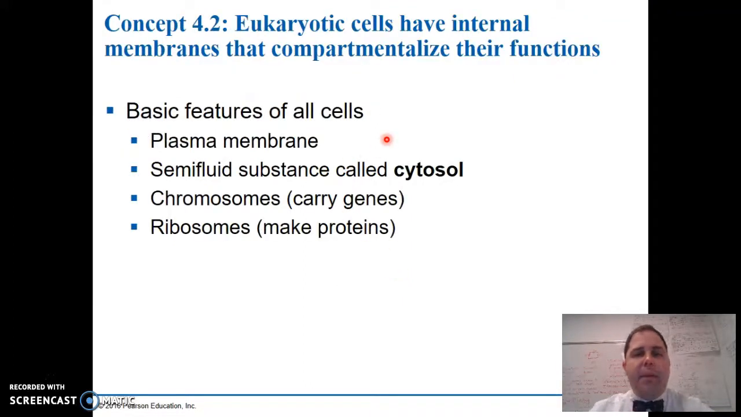So when we think about cells, we want to think about the big things that make them all similar. All cells have a plasma membrane, all cells have a cytosol, all cells carry genes, they have chromosomes or DNA, and all cells have ribosomes, so they can make proteins. And we're going to think about what makes the basic features of the cell become more complicated to get to what we call a eukaryotic cell that has internal membranes and compartments.